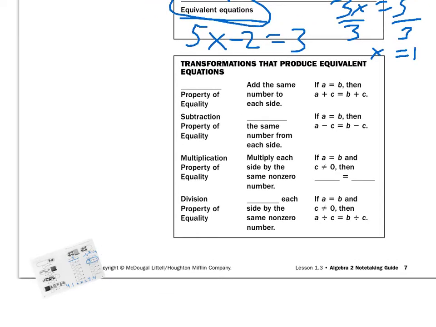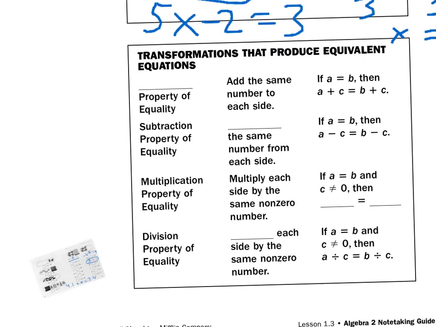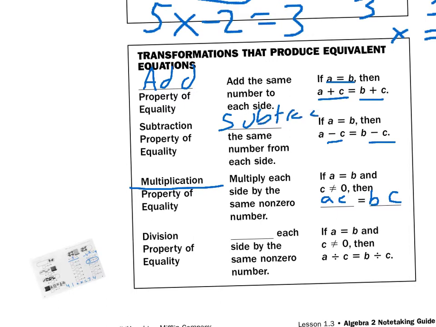Now, there are some things that you guys kind of already know, and they are all the properties of equality. Things you can do to both sides of an equation that keep it equal. So if I said a equals b, well, a plus c equals b plus c. Or I subtract c from both sides, like I did here. Or on this one, because it's the multiplication property, I'm going to multiply both sides by c, as long as c is not 0, obviously. And on the last one, I'm going to divide each side. So we have add, subtract, multiply, and divide.